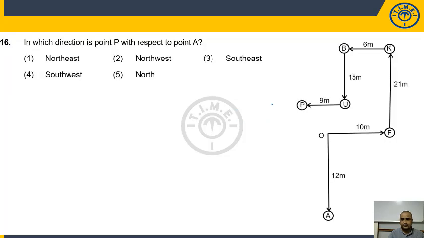Now the same I have given as a diagram. In which direction is P with respect to A? P is here, A is here. What is this direction? Moving towards the left side, and a slant line. On paper it is east, west, north, south. So moving towards left, the slant line is northwest. So choice 2. P is in the northwest direction with respect to A. P with respect to A means from A I have to look at P.